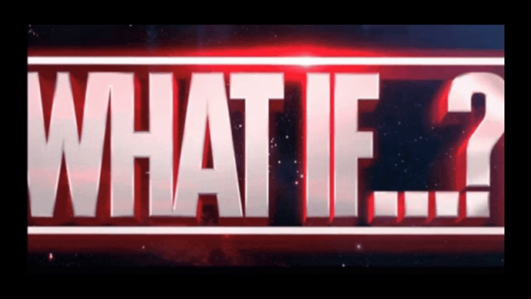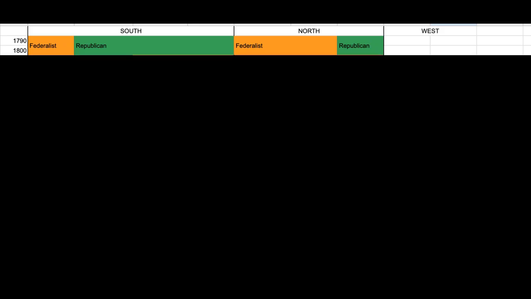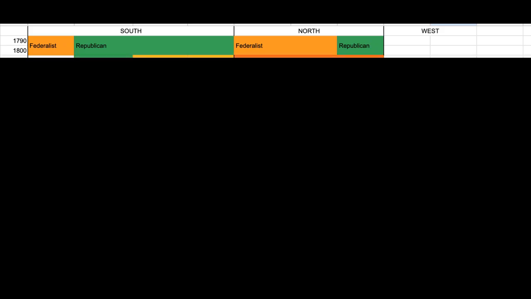Hey, so what if the United States had a presidential system similar to Bosnia and Herzegovina, in that it had three separate presidencies, in this case for the three regions? Well, here's my scenario. I think the first two political parties, the Federalists and Republicans, would exist in both the North and the South, the first two regions.